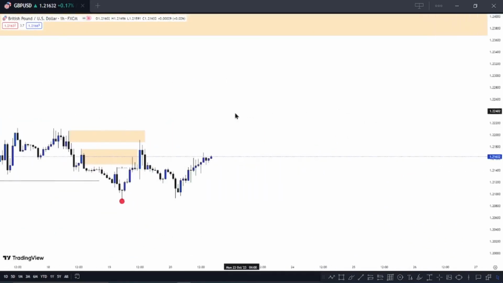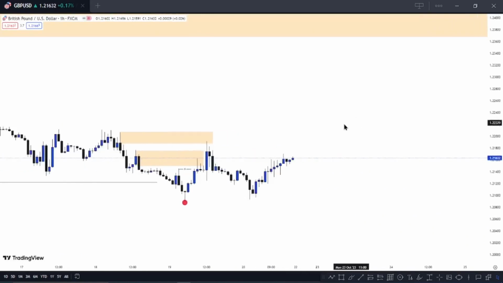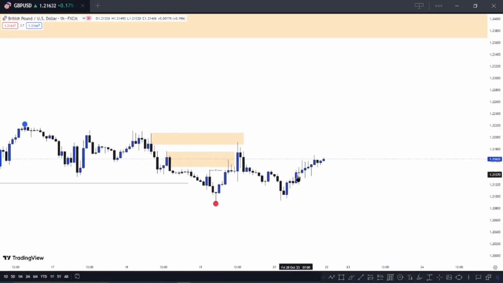So we are expecting price to go up if price will not come down to take out this internal structure low here. If it goes up to take out this internal structure high, then we begin to look for opportunity to go long, to tap into this higher time frame decisional OB.